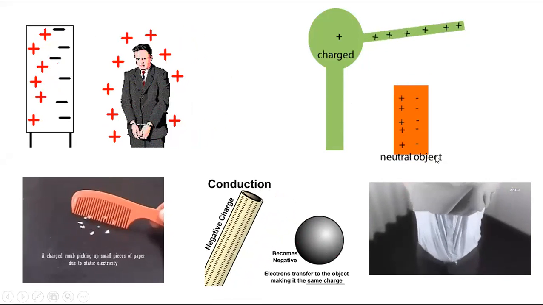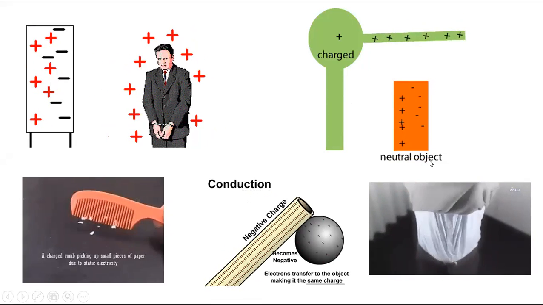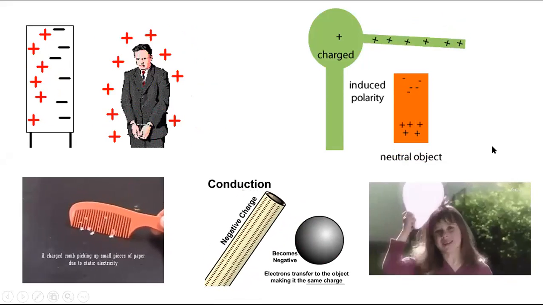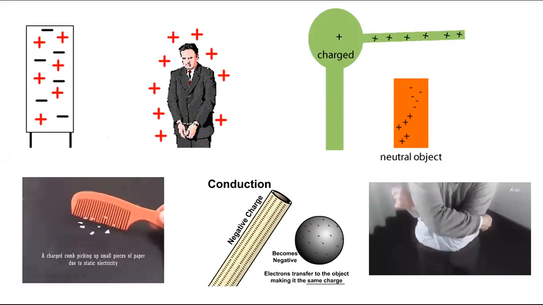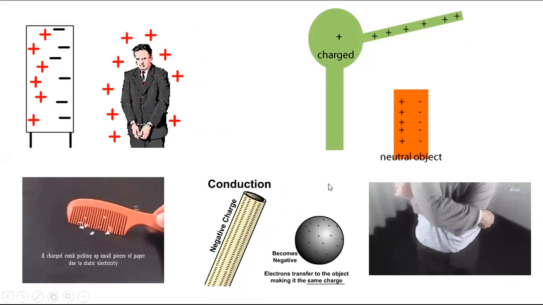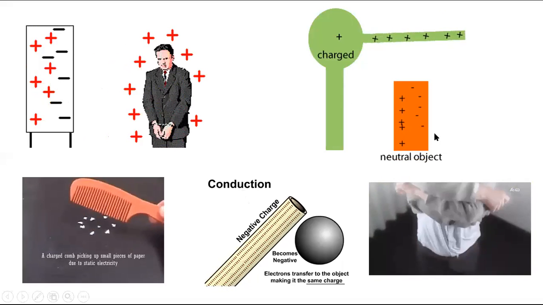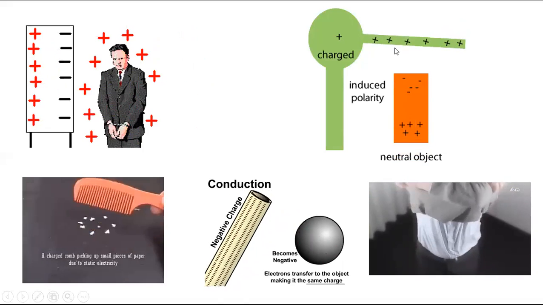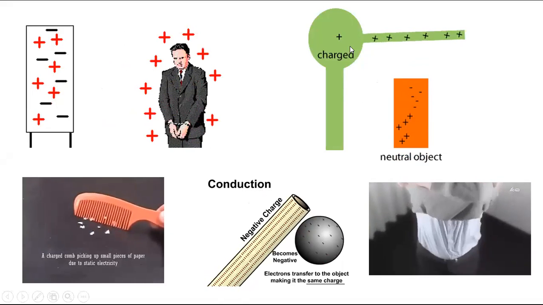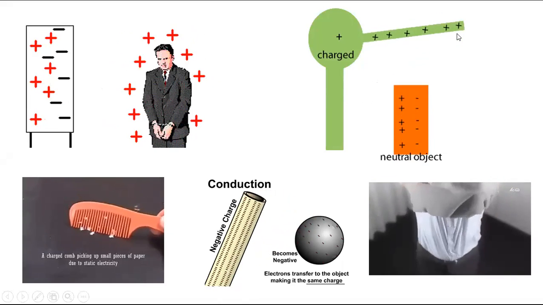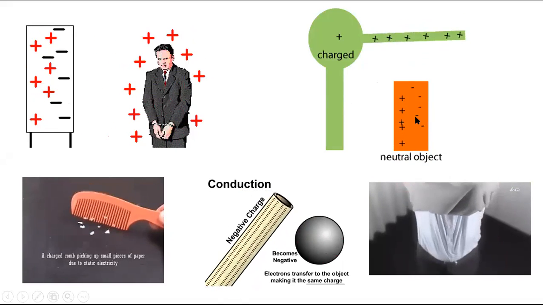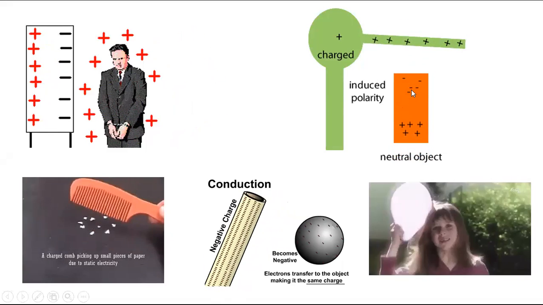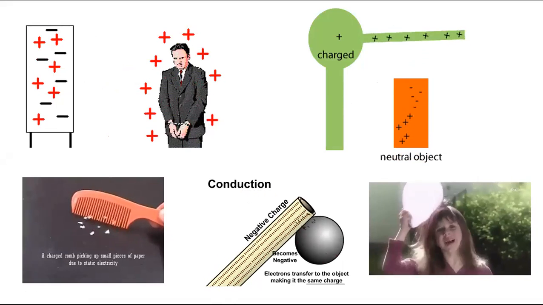A neutral object. Can anyone tell me what a neutral object is? Just see the animation first. Neutral object means what? See the animation and tell me. Same number of positive ions and negative ions. A neutral object contains an equal number of positive and negative charges. But when this neutral object is brought very close to a charged object, depending upon the object, what's going to happen? This green object is completely positively charged. So what happens to this neutral object? All the negative charges are attracted towards this particular object. So we say inside any object there are charges.